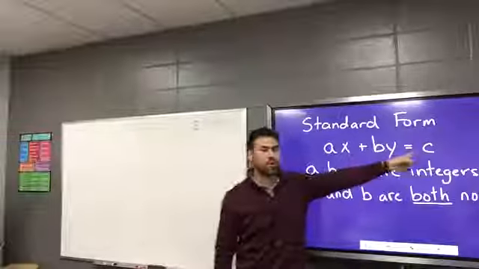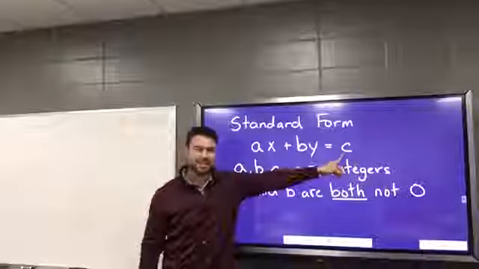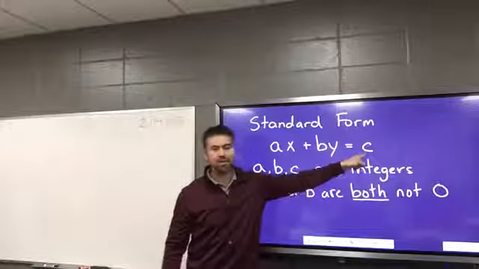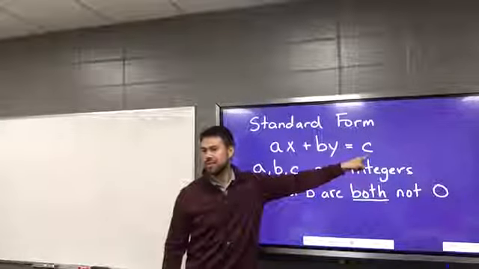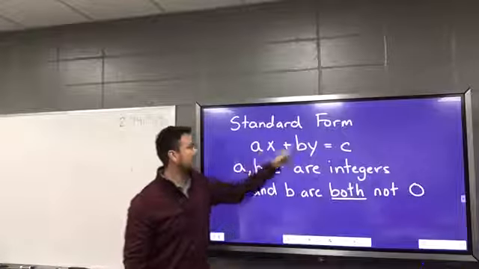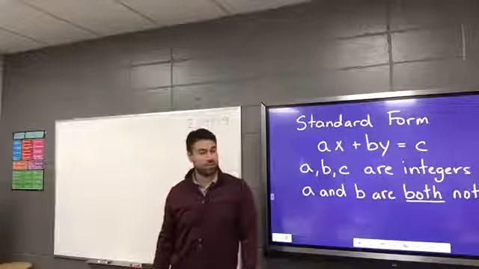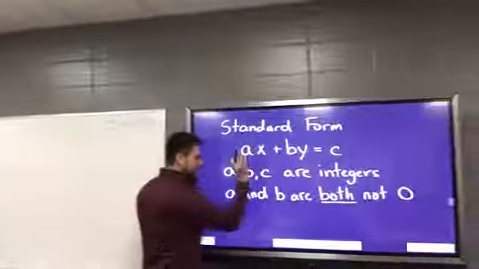Can C be 0? Yes. Can C be negative? Yes. How do you know that? Because C can be an integer. Can A and C both be 0? Yes. What cannot be 0 at the same time? A and B. All right, you got that.